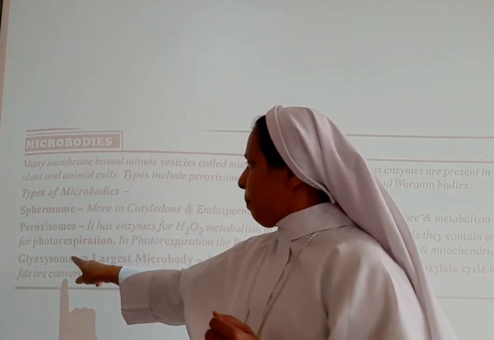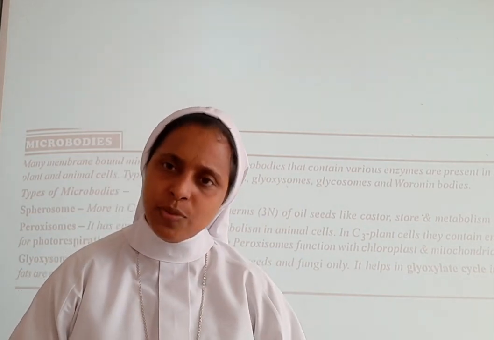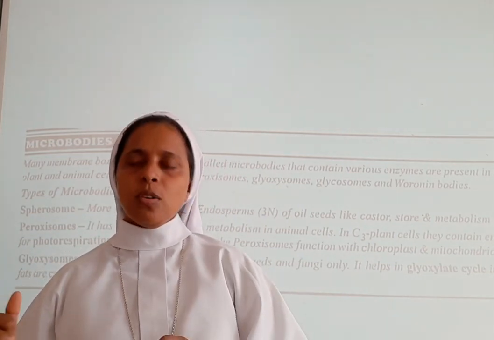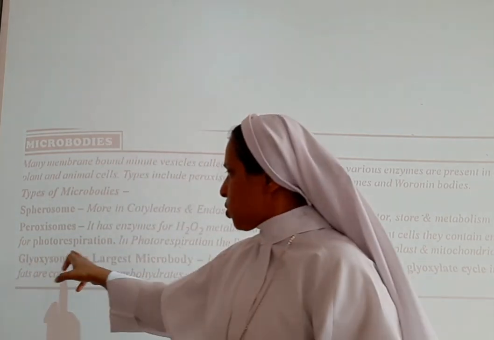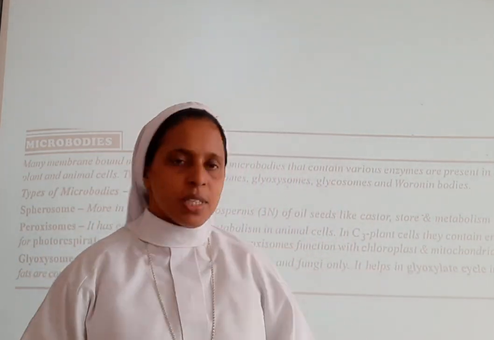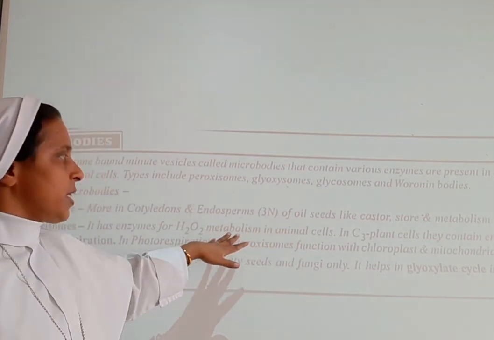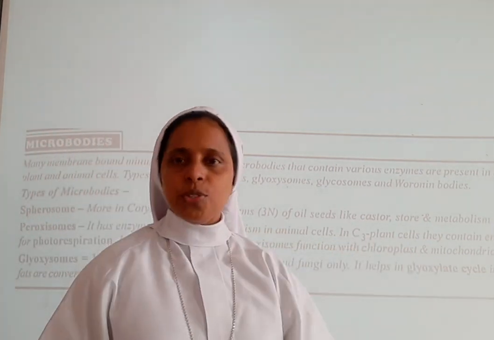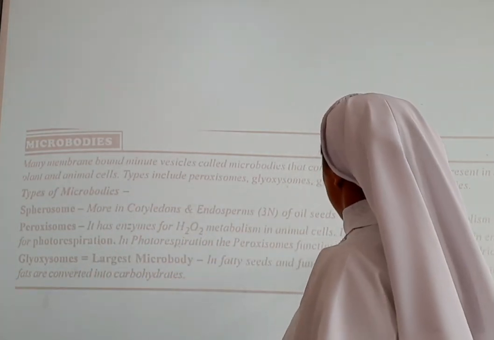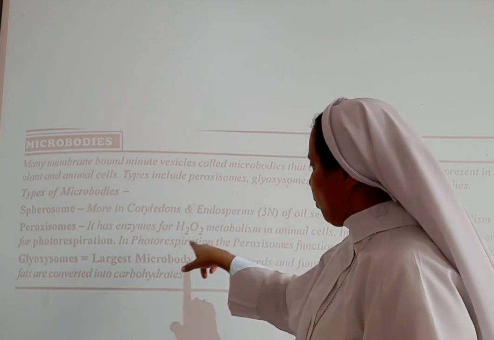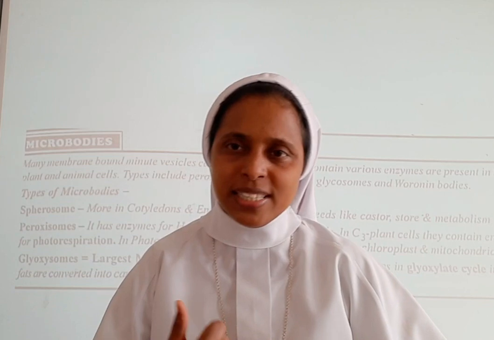Next, moving towards the peroxisomes. Peroxisomes are present in the animals as well as in the plants. Beta oxidation of the fatty acids, fatty acid का beta oxidation ये जो peroxisomes करते हैं. It also has enzymes and H2O2 metabolism takes place in animal cells. It helps in the photorespiration. In photorespiration, the peroxisomes function with which cell organelles? Chloroplast as well as the mitochondria.